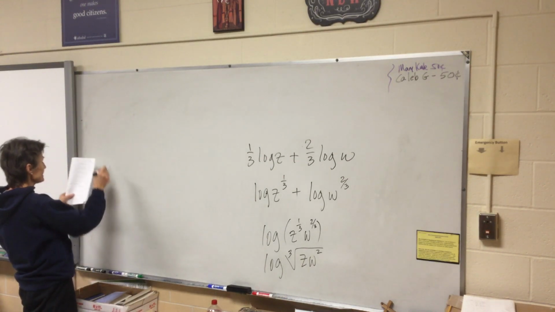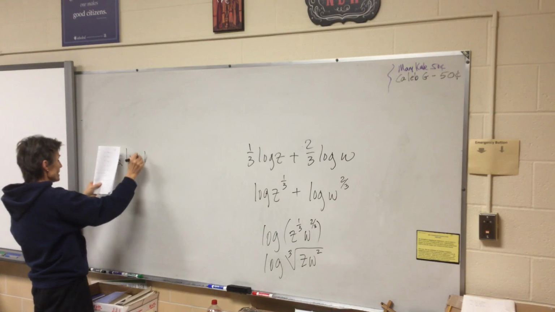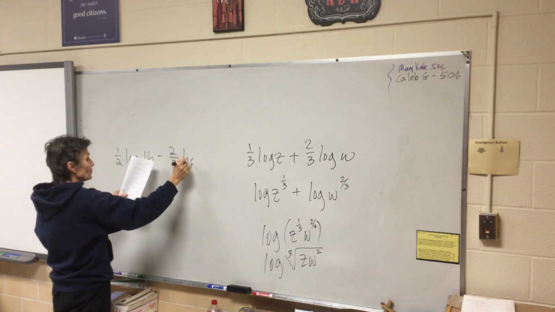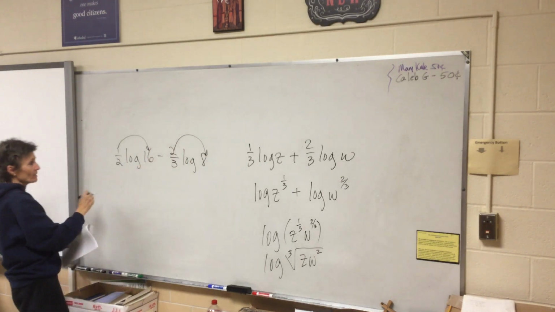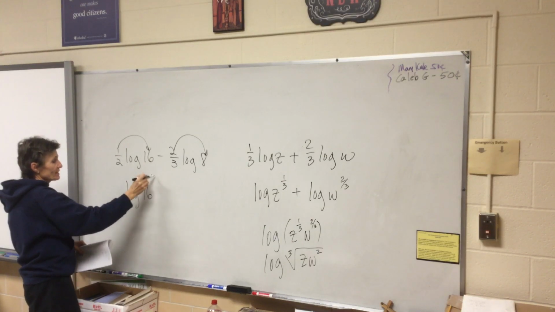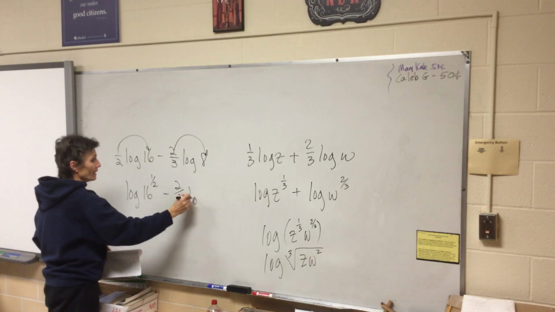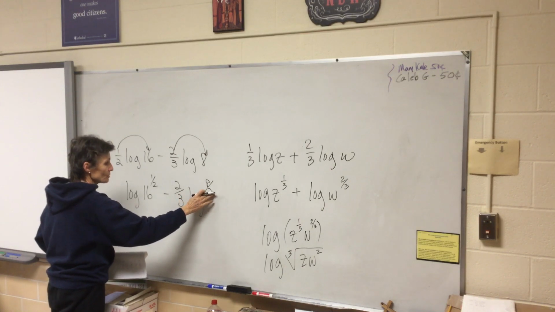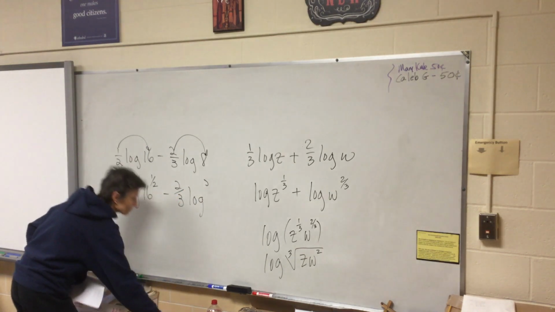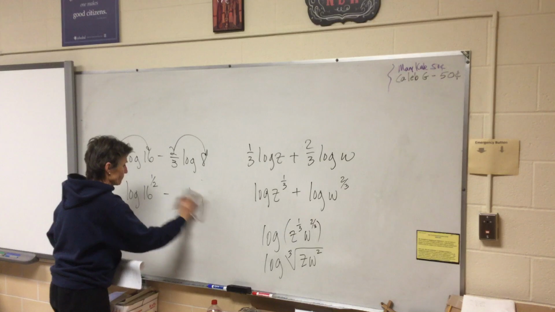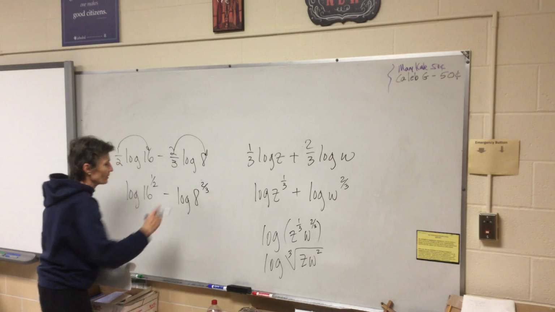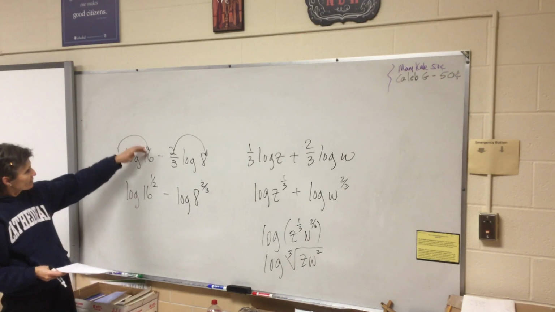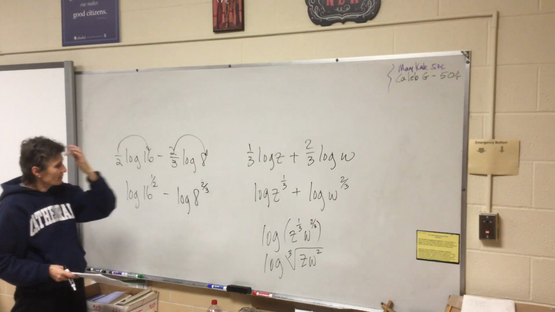Now the next one, D, has numbers, not letters. But we're going to do it exactly the same way. So we're going to start by popping these exponents up there. So I have 16 to the 1/2. And I have 8 to the 2/3. Whoops, 2/3. Log 8 to the 2/3. There we go. So the 1/2 comes up here on the 16, and the 2/3 comes up here on the 8.